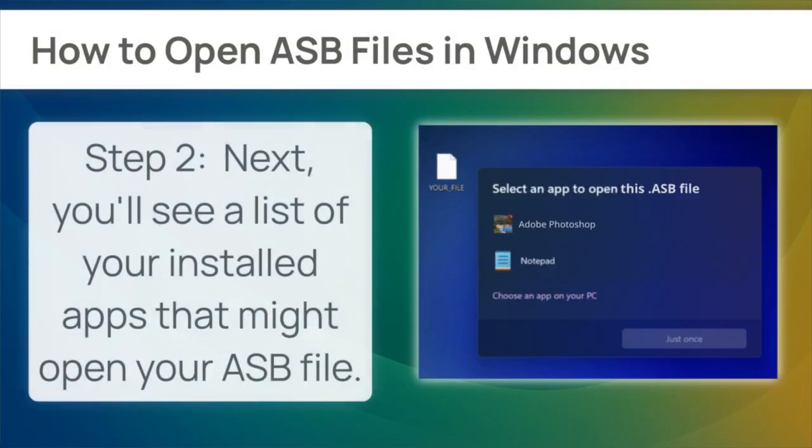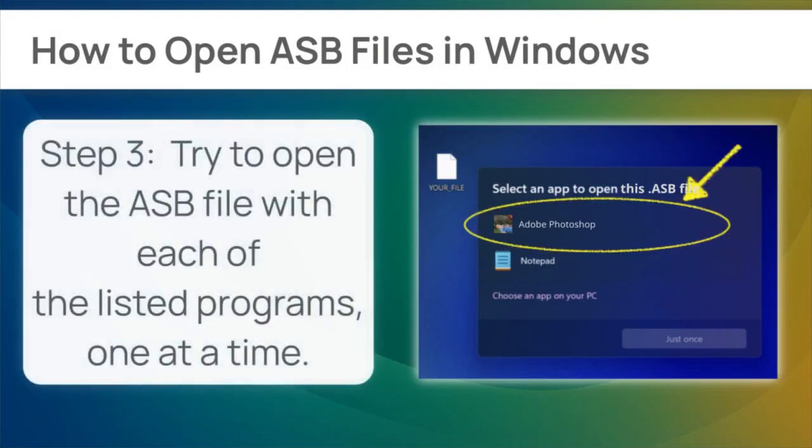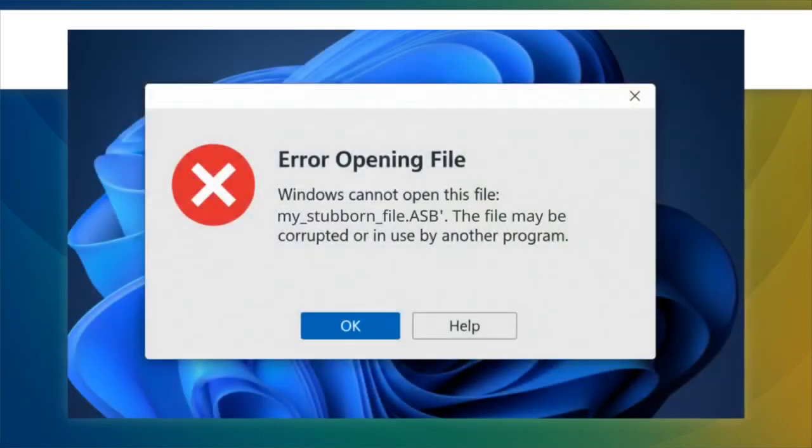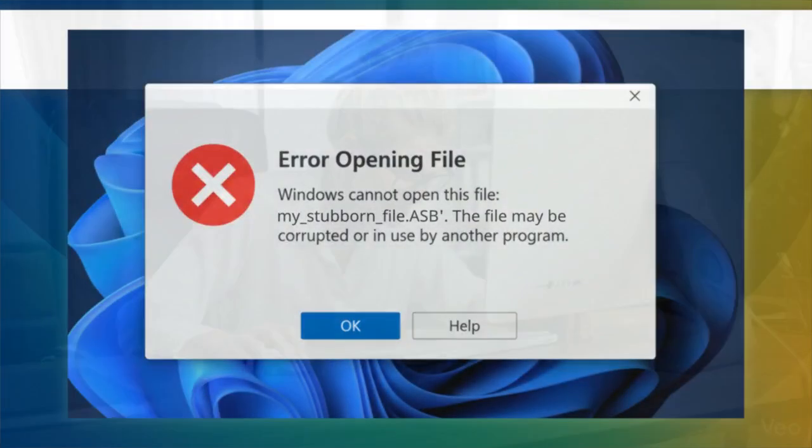Right-click your ASB file and select Open With. Test Adobe Photoshop if it appears. If it fails, select the next application. Testing eliminates application guesswork. If your ASB file will not open yet, do not panic. The solution is often simpler than you think.